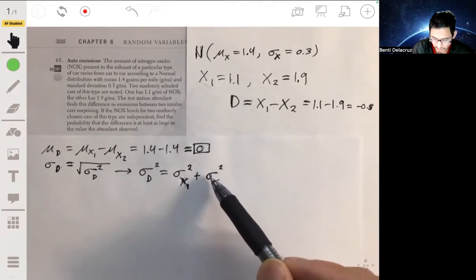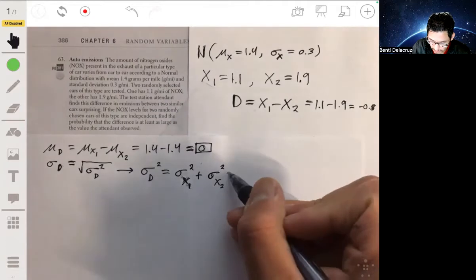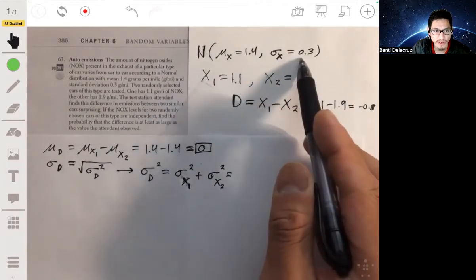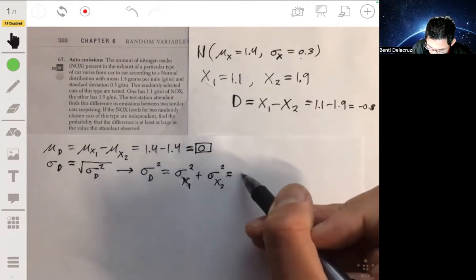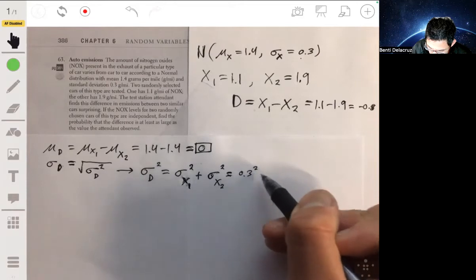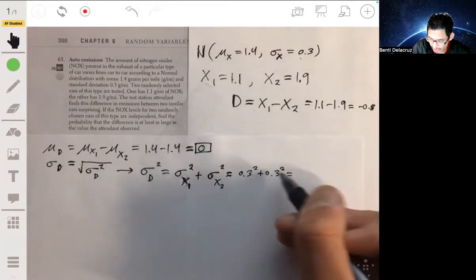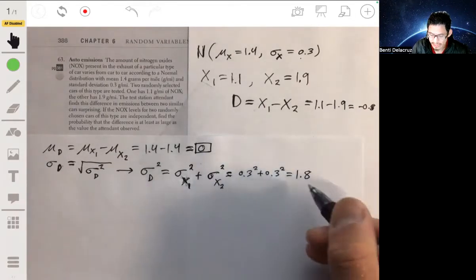But keep in mind, you always have this formula sheet that you can use. Anyways, going back to this, let's calculate what we got. The standard deviation of X is 0.3, so the variance will be 0.3 squared. So we're going to have 0.3 squared plus 0.3 squared. So we really just got 0.09 plus 0.09, which will be 0.18. That's the variance.